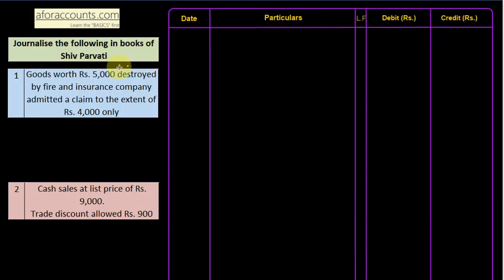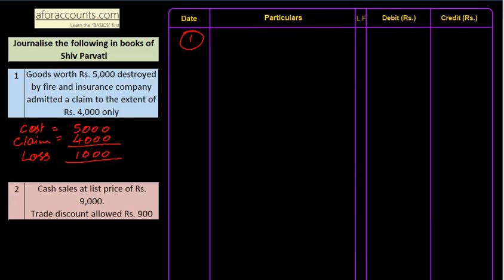Goods worth rupees 5,000 destroyed by fire. An insurance company admitted a claim to the extent of rupees 4,000 only. So the cost of goods that was destroyed was 5,000 and the claim was only of 4,000. So loss by fire is 5,000 minus 4,000, 1,000. Let's start with the entry.